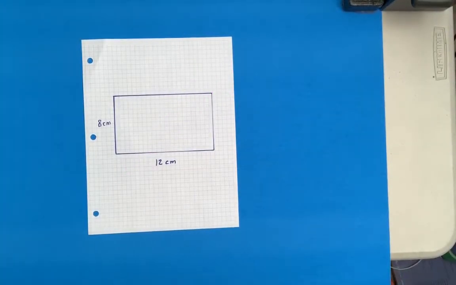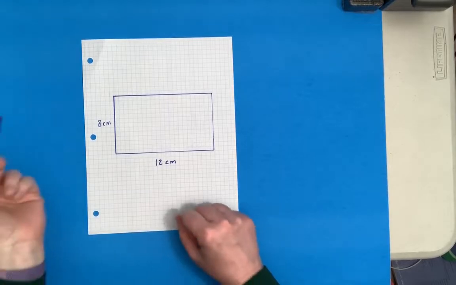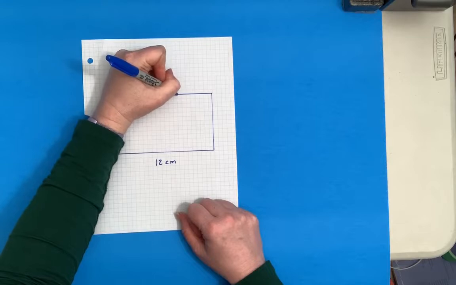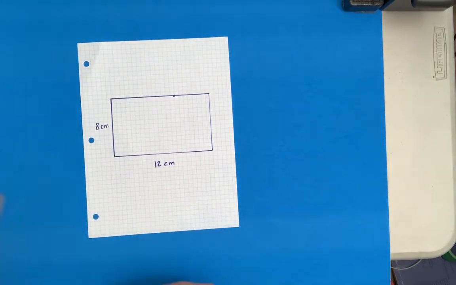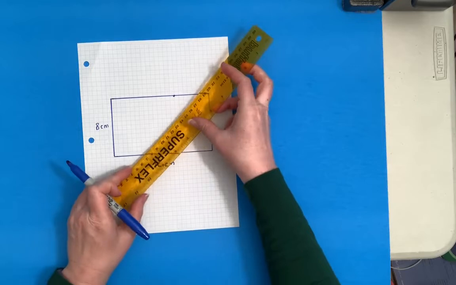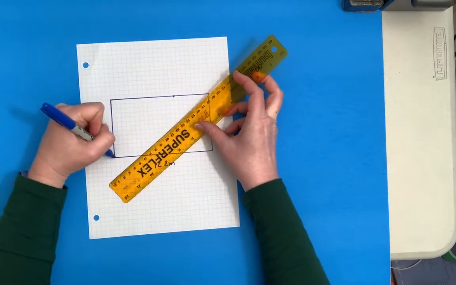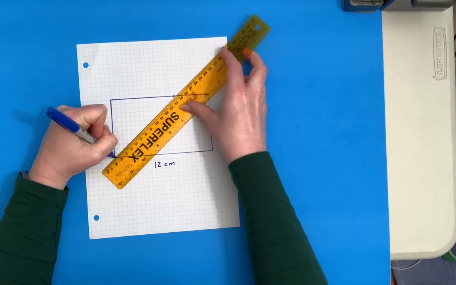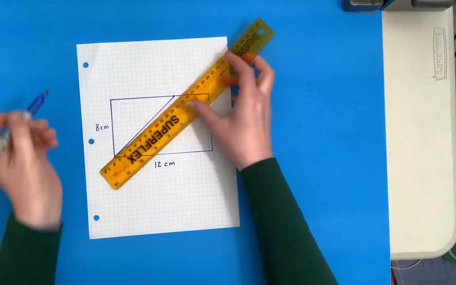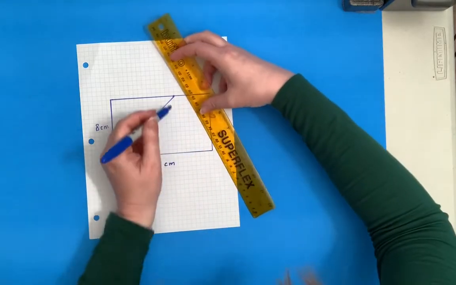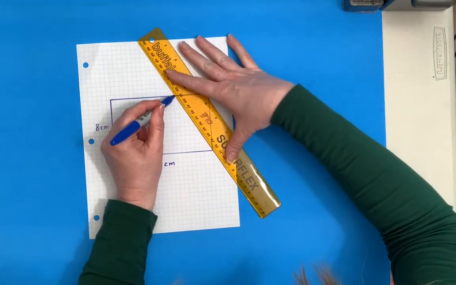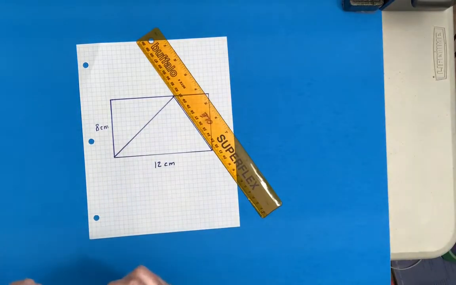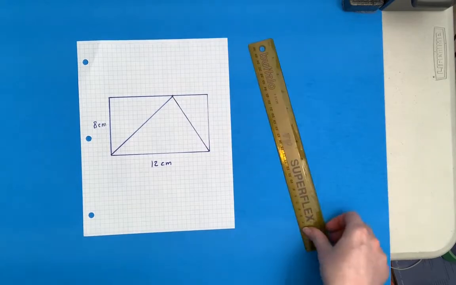Okay, so now that you have a rectangle, you're going to put a dot anywhere along the top. It doesn't matter where. I'm just going to put a dot right here, but you can put it anywhere you would like. Next, you're going to connect that dot to the bottom corner using a ruler. And you're going to connect it to the other corner. So it doesn't matter where you put the dot, but you're going to connect it to the 2 corners. Next thing you're going to do is cut that out.